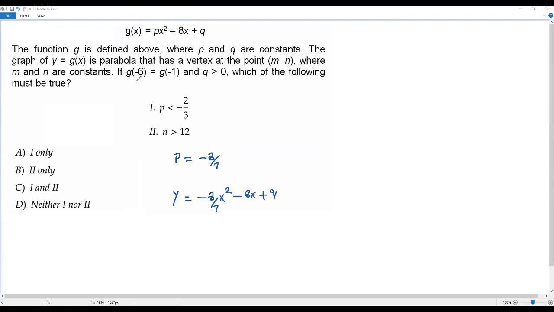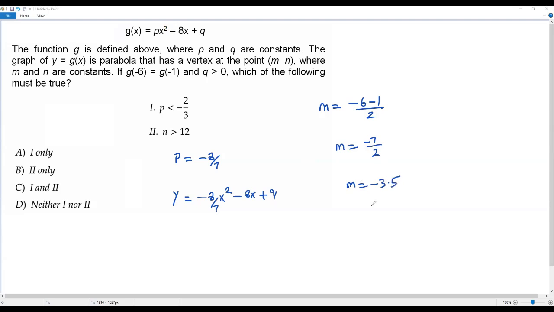So in a quadratic function, for two different values of x, if we get the same value for y, then the average of the two x values is equal to the x coordinate of the vertex. Here the x coordinate of the vertex is m. So m equals the average of -6 and -1, that is, -6 plus -1 divided by 2. Then we get m equals -7 over 2, which is -3.5.